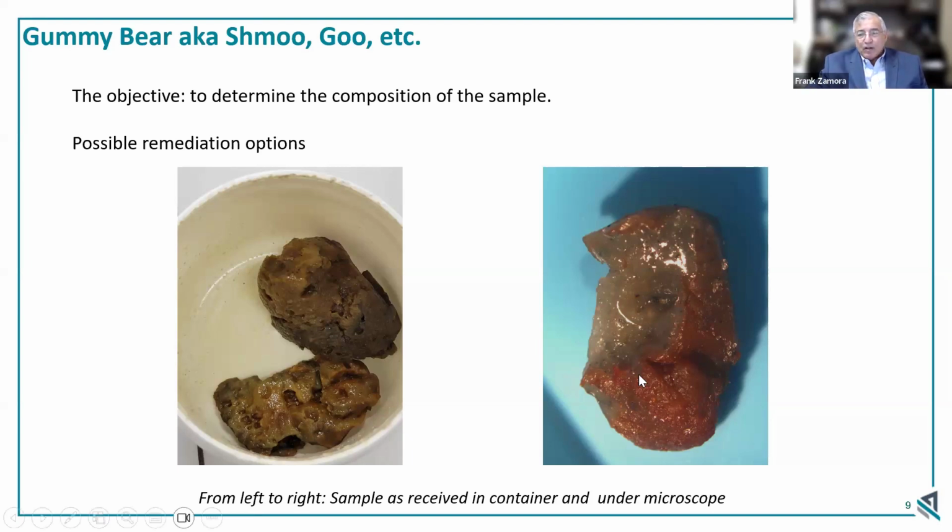And this is the gummy bear under the microscope, and you can see how wet it is. Of course, this material has water. It's already hydrated. You can see some of the redness, which means that there is iron present here.